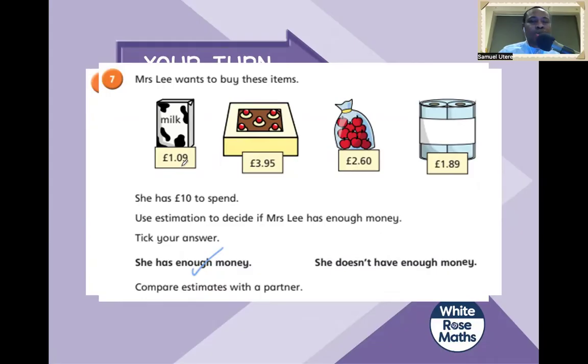So she's going to spend £1. That would be £4. That's £5. That is closer to £3. That's £8. And that's closer to £2. So that's £10. So she has enough money.